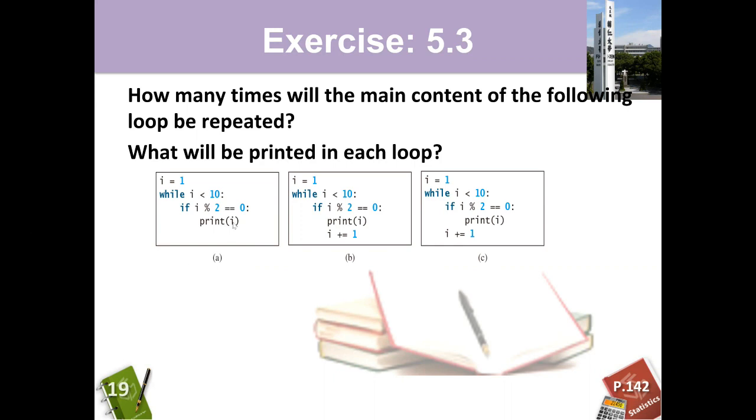So we will consider each part. For example, A: I equals 1 initially. While I is smaller than 10, the first time it is smaller than 10, so you go into this part. If I divided by 2 equals 0, that is, the remainder is 0, then print I, right?